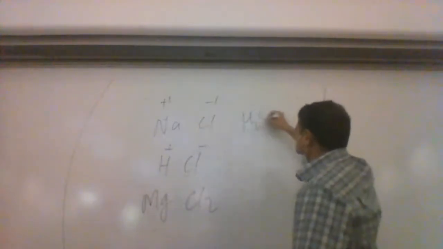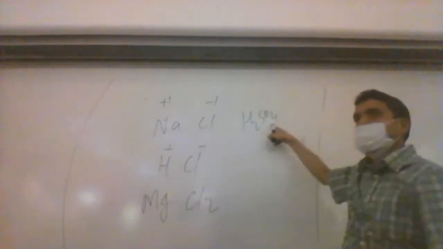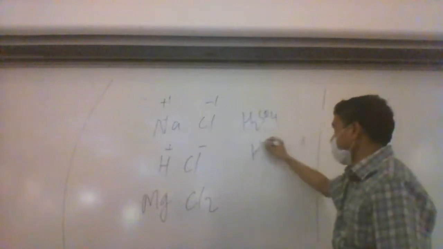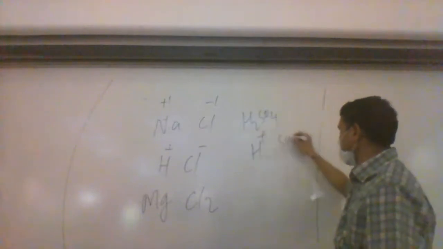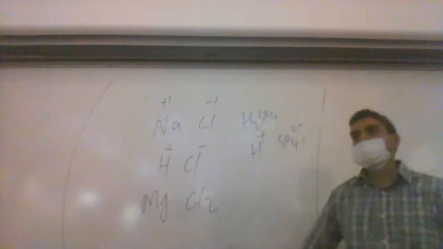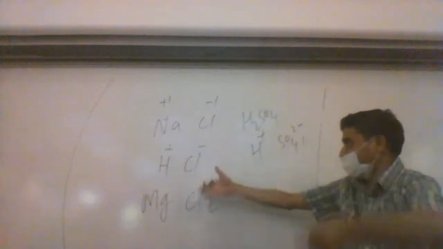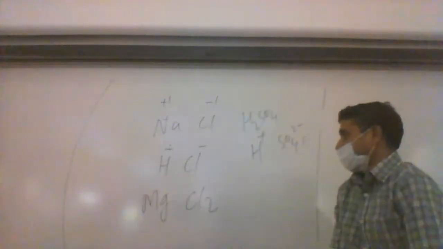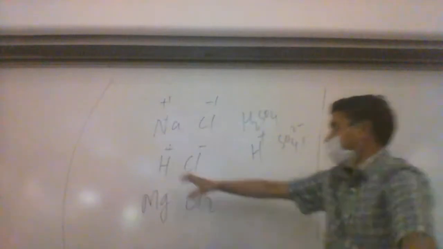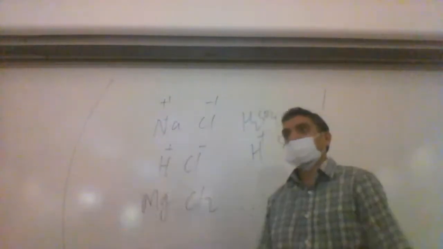Another compound like H2SO4, this is an acid. This also works as a strong electrolyte. When we put it in water, it gives hydrogen ion and sulfate ion. So this is also strong. So an ionic compound, a compound which has a charge, once we put it in the water, immediately dissolves and gives the ions. They are strong electrolytes.